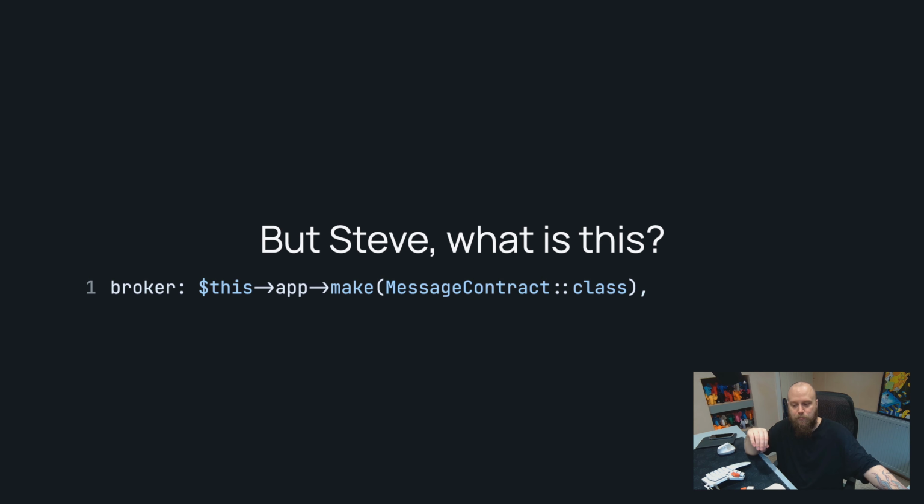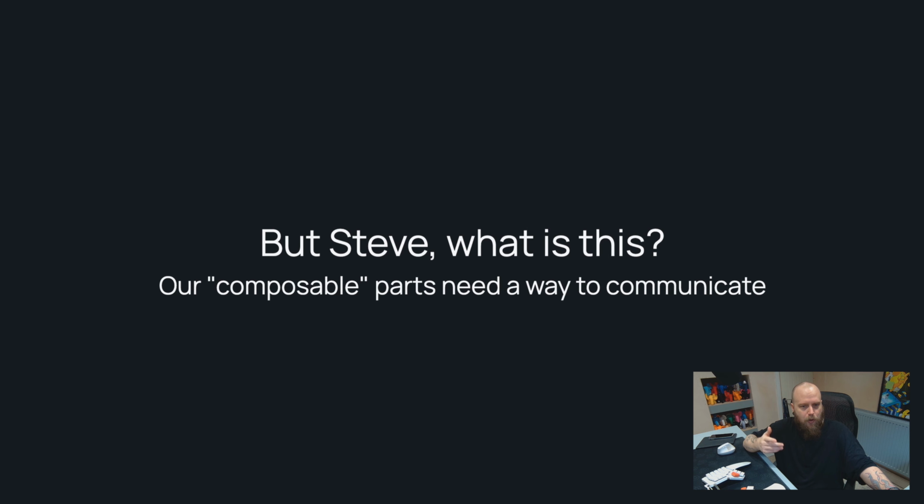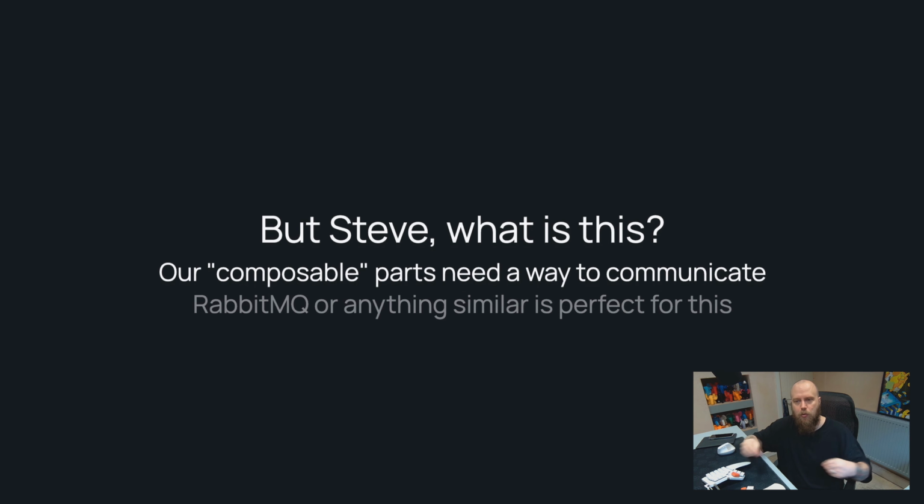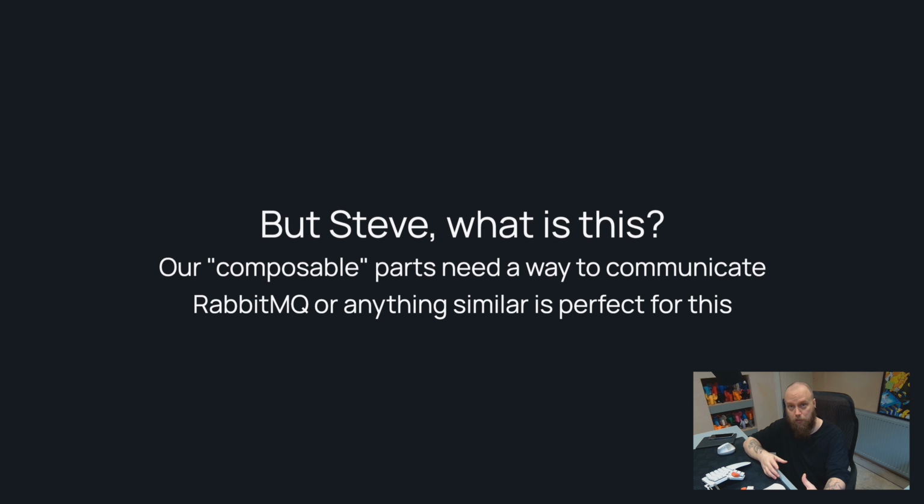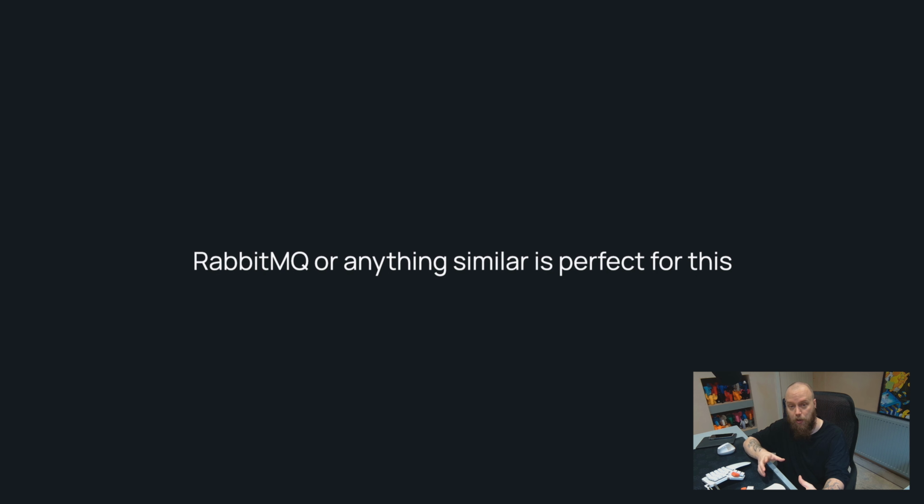So you need a way for your features, your functionality, to communicate. It's that kind of composable part that needs to talk, and it needs to talk to the core. And RabbitMQ or something similar is absolutely perfect for this. You can use events. You could use dispatchable jobs. You could use anything you like, really. But RabbitMQ is absolutely perfect for this.